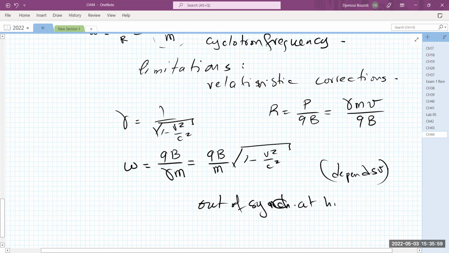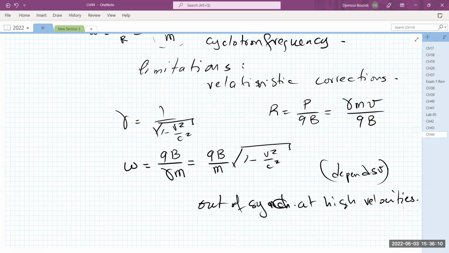At high velocities, because of relativistic corrections, this is the problem that you're in. As long as you're doing small velocities, then you're fine. You're going to be able to do this one, but for high energies, this is no good. You can't really work with this one.